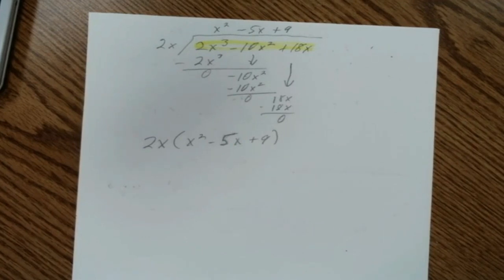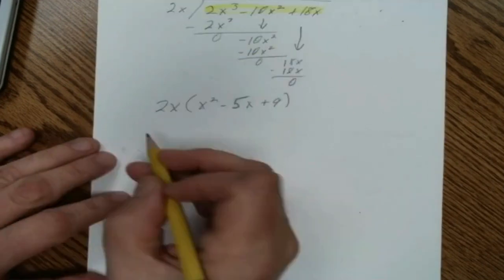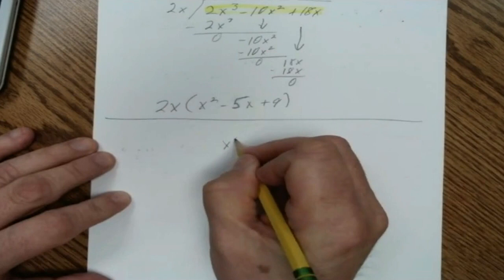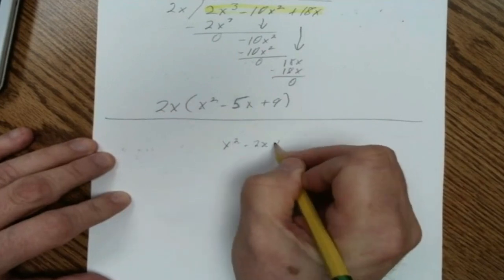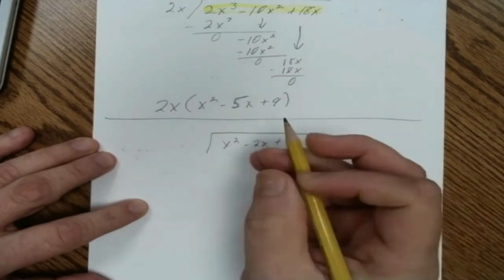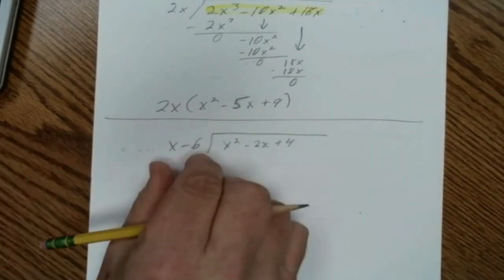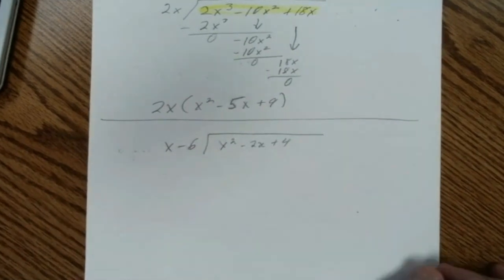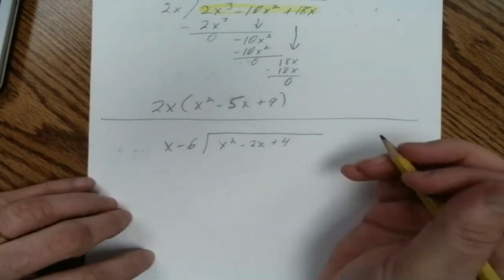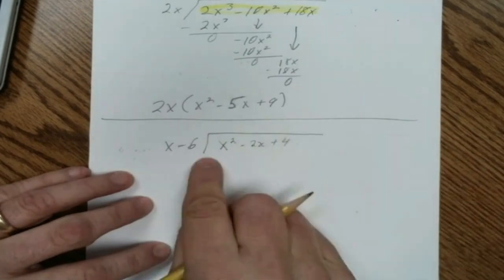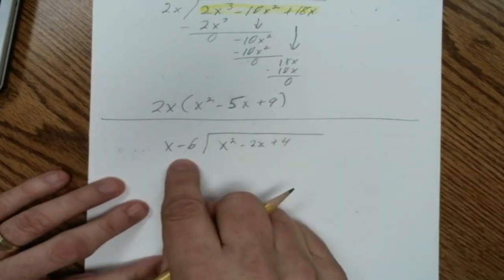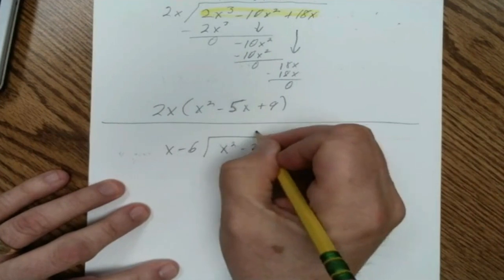So let's see. Let's do this one because this is another type of division that we do with this. Let's say we're dividing x squared minus 2x plus 4, and we're going to divide this by x minus 6. So we're dividing it by a binomial now, two terms in this. So we need to look and see, we start with the biggest term. How many times does x go into x squared? Well, it goes in there x times.